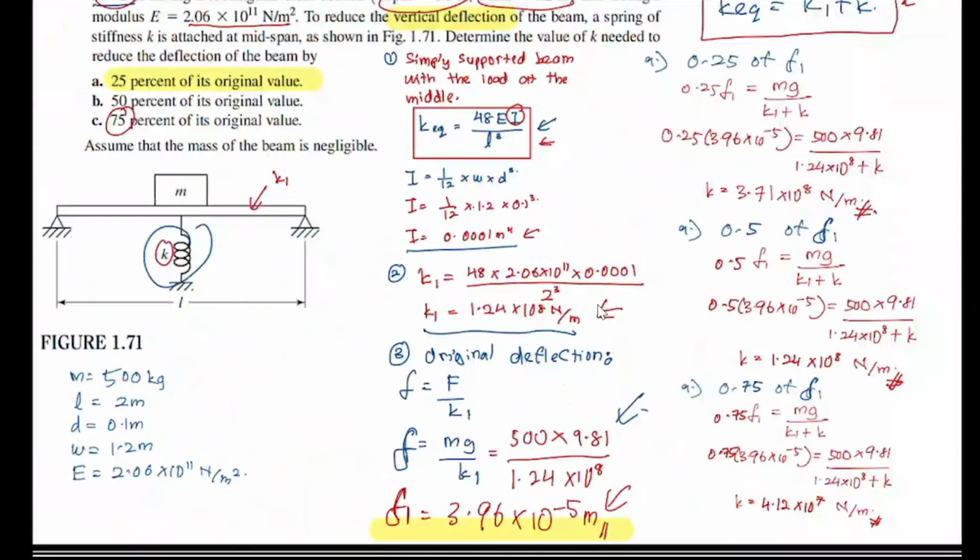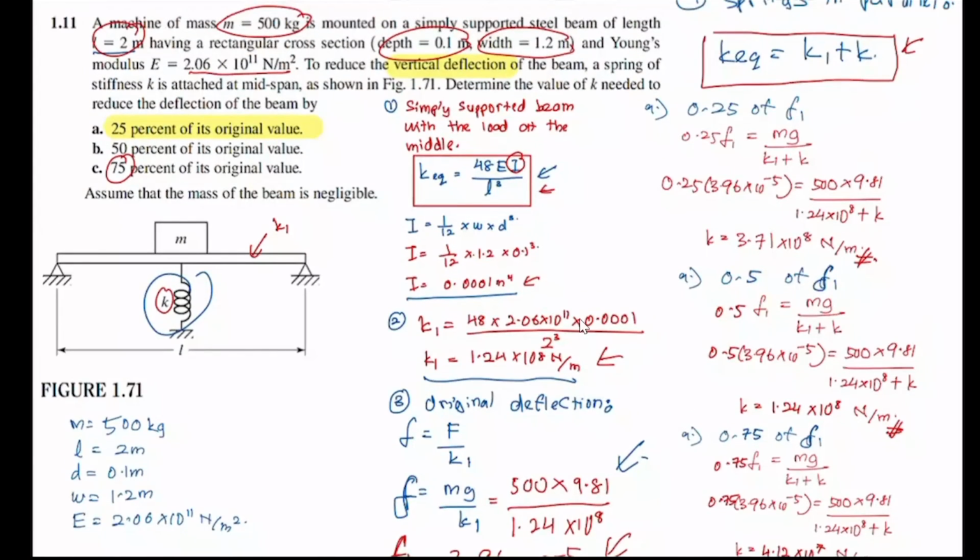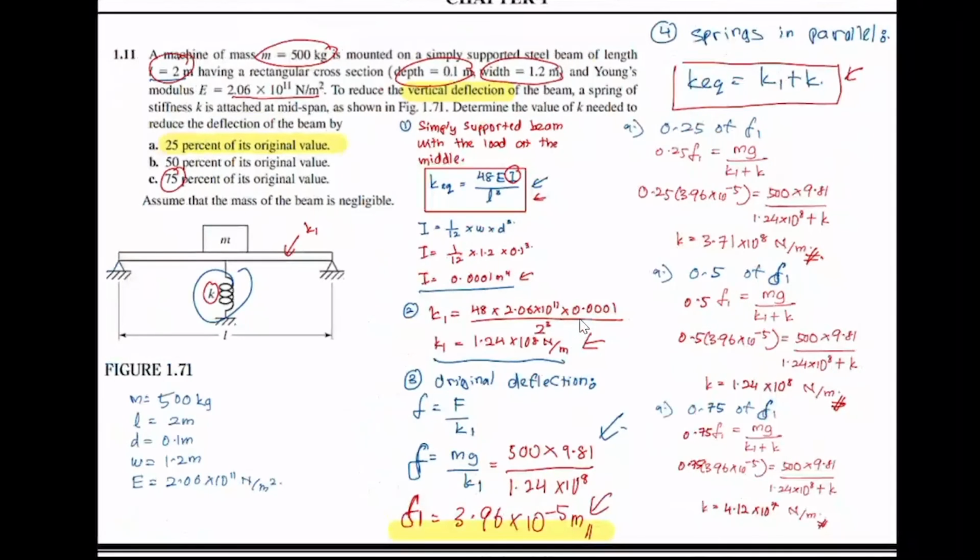Okay, and that's how you can get the value for K at different percentages of the original deflection value. All right, and that's how you do it for question 1.11.